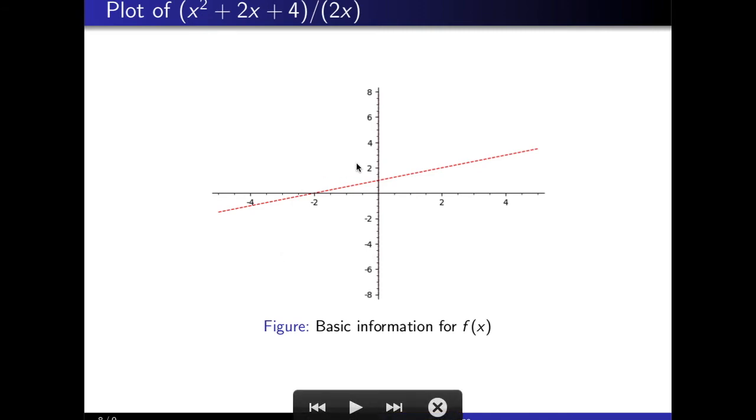Okay, so this red dashed line is just going to be the line x over 2 plus 1. And what we've said is that as the function goes to plus and also minus infinity, it's going to get really close to this dashed line.